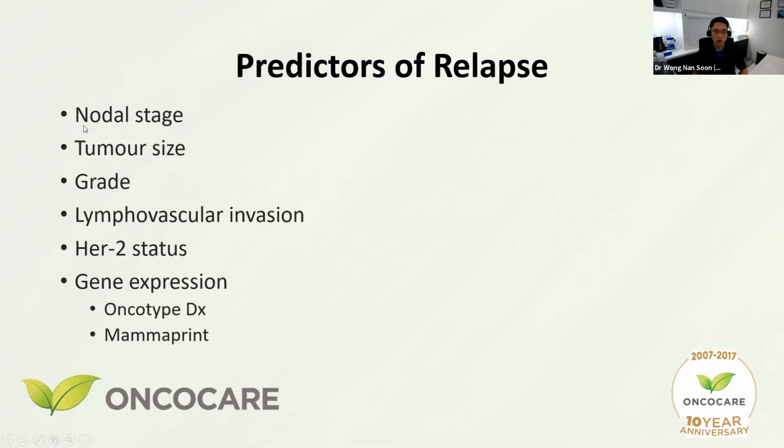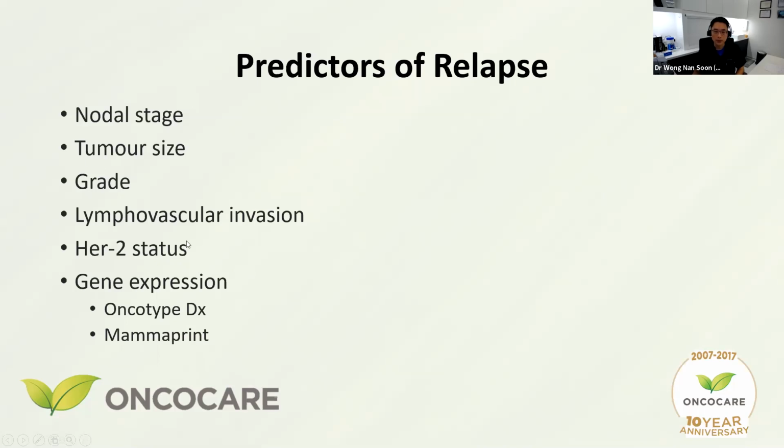For example, whether the tumor has involved lymph nodes, whether the tumor is of a certain size, whether it looks aggressive under the microscope, and whether there's tumor invasion into the lymphatics and blood vessels, and also looking at HER2 expression. But what has been happening in the past decade has been an interest in using gene expression, multi-gene platforms to determine the risk of recurrence.